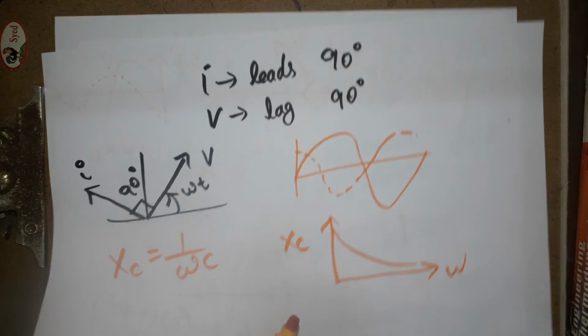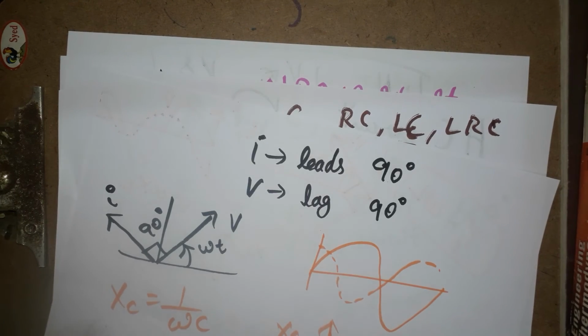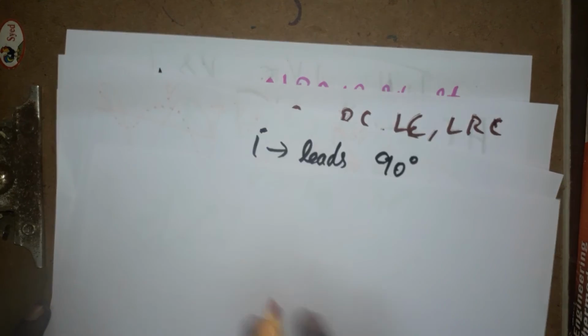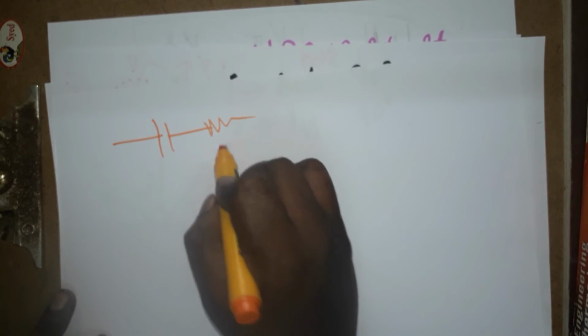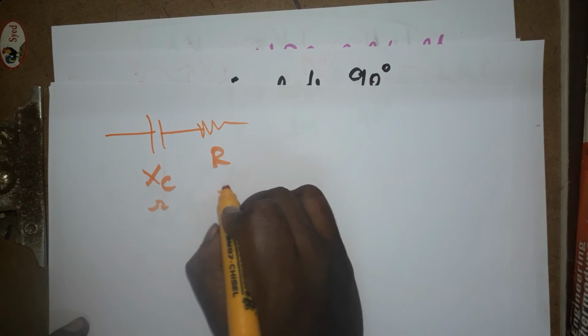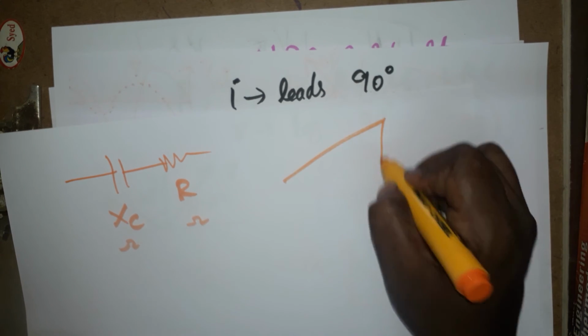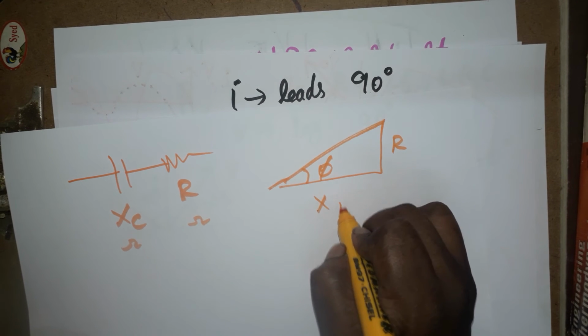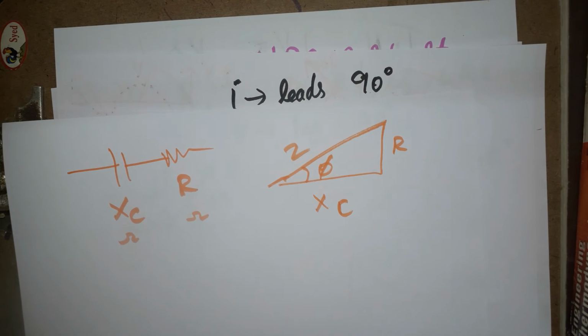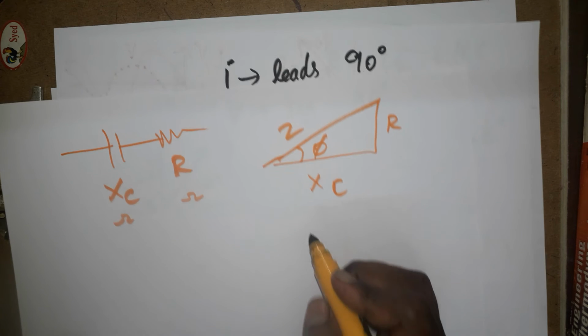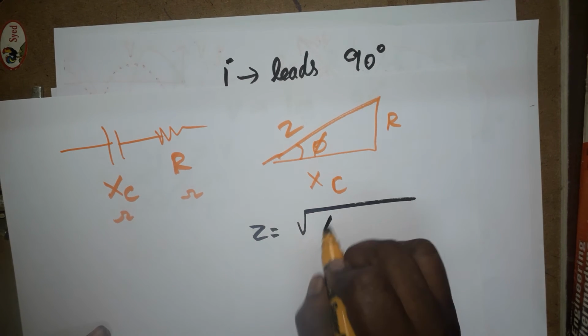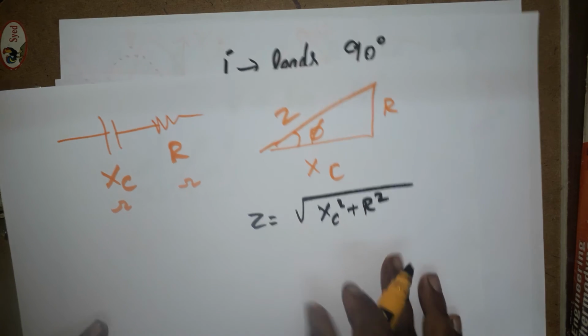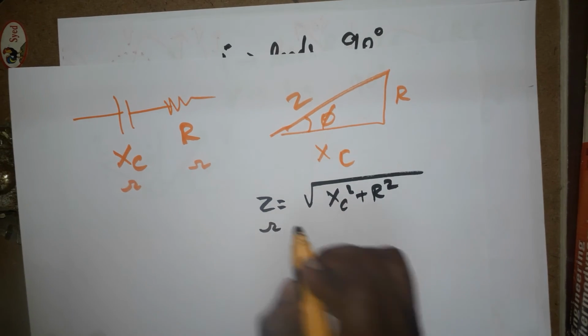See what the next topic is. It's the combination of circuits, LC, RC like that. First RC. When we are connecting R with C, this resistance R, this resistance XC, the unit of this is ohms. So you need to know the impedance triangle. It's going to be phi, R, XC, and Z. So if you want Z, Z is equal to root of XC square plus R square. The unit of this will be ohms.